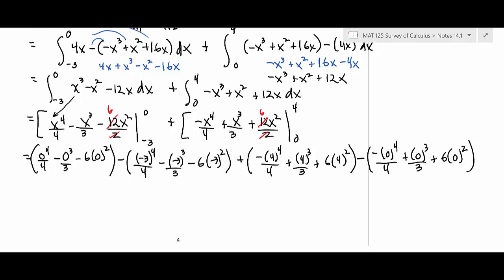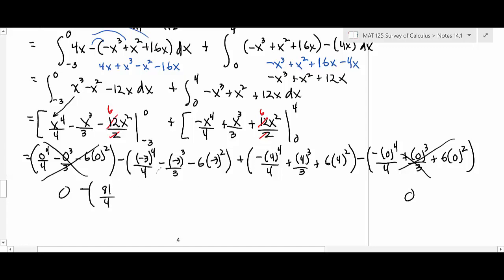Everybody okay so far? Okay, well, one nice thing about this is that whole thing's 0, and this whole thing here is 0, so that helps us out a little bit. So what I'm going to have is minus, and let's see, negative 3 to the 4th is positive 81 over 4, minus negative 3 to the 3rd is negative 27 over 3. Use your calculator if you have to kind of make sure you're accurate with that. And then negative 3 to the 2nd's 9, so that's 6 times 9. Okay, and then we'll crunch all that out in a minute.